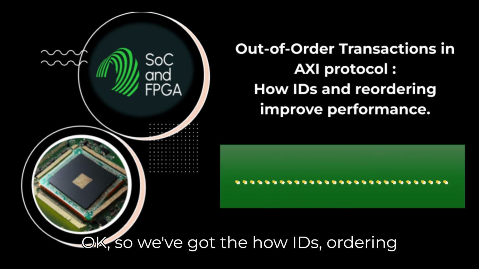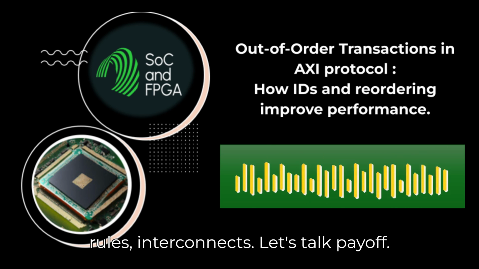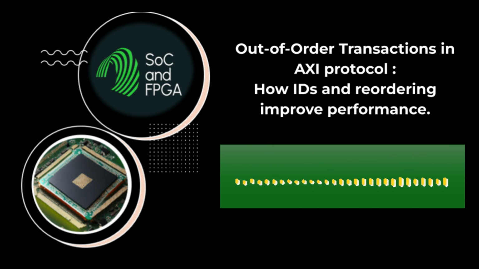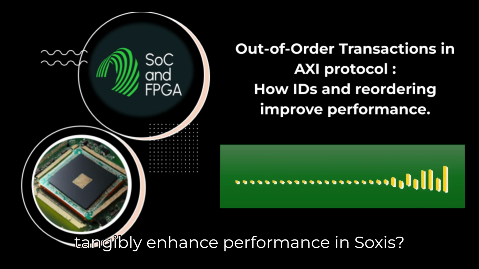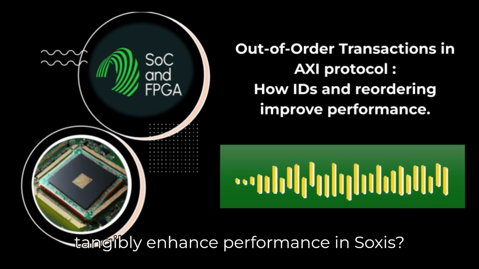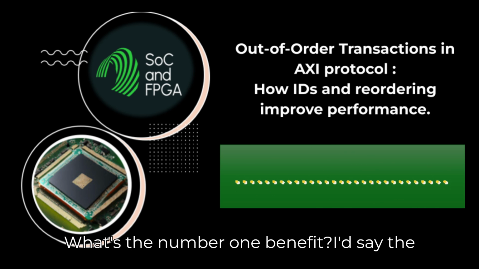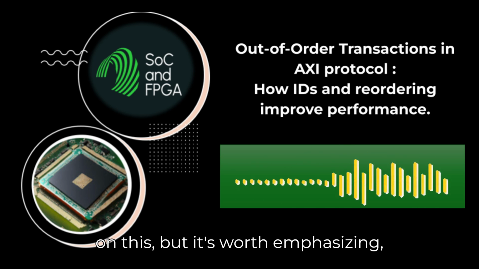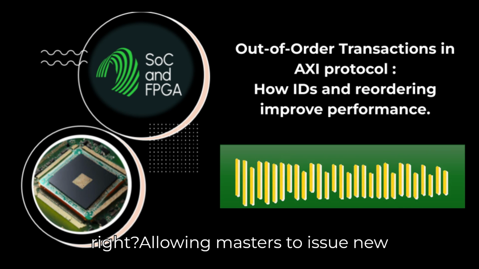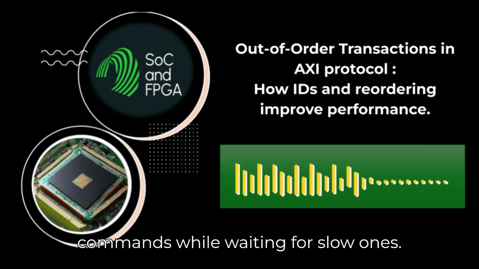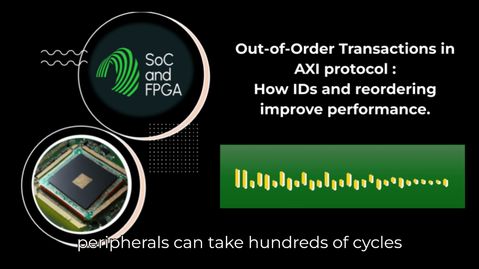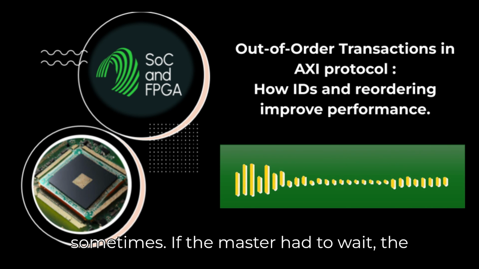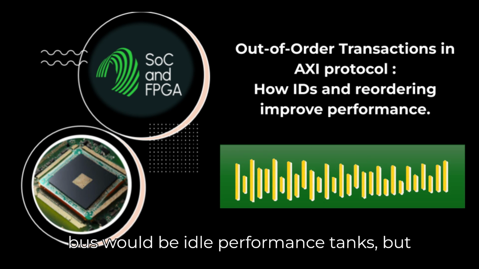Okay, so we've got the how: IDs, ordering rules, interconnects. Let's talk payoff. How does this AXI out-of-order capability tangibly enhance performance in SoCs? What's the number one benefit? I'd say the biggest one is latency hiding. We touched on this, but it's worth emphasizing. Right, allowing masters to issue new commands while waiting for slow ones. Exactly. Accessing main memory or slow peripherals can take hundreds of cycles sometimes. If the master had to wait, the bus would be idle and performance tanks.